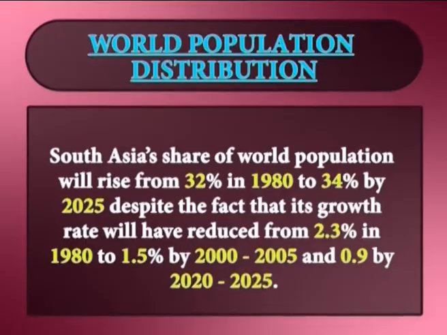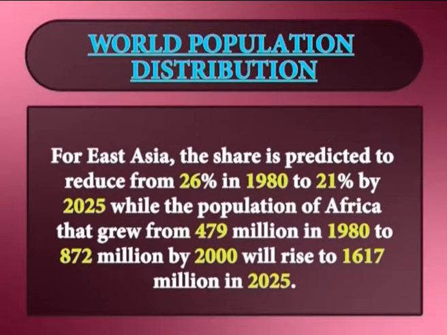Asia's population accounted for 2/3 of the world's total population before 1800. South Asia's share of world population will rise from 32% in 1980 to 34% by 2025, despite the fact that its growth rate will have reduced from 2.3% in 1980 to 1.5% by 2000 to 2005 and 0.9% by 2020 to 2025. For East Asia, the share is predicted to reduce from 26% in 1980 to 21% by 2025.